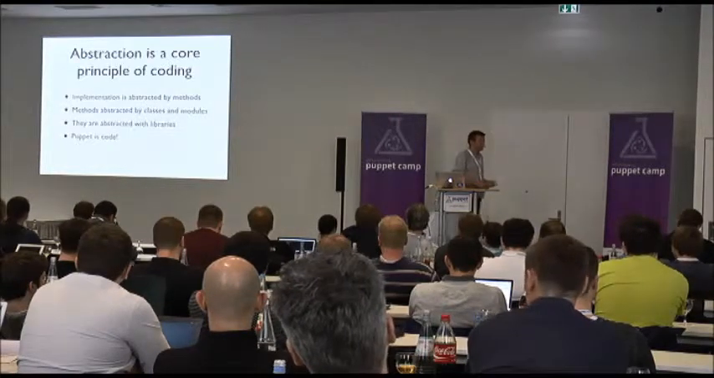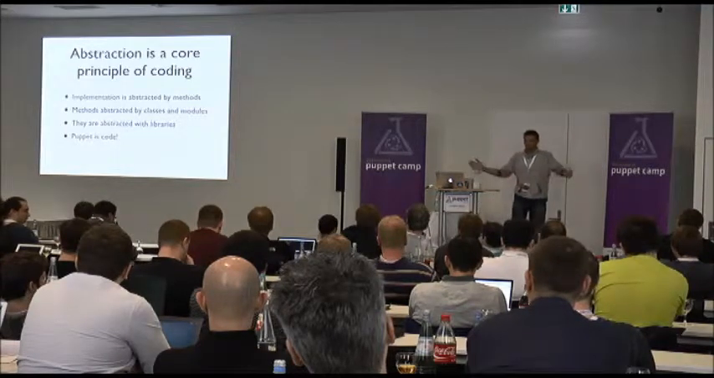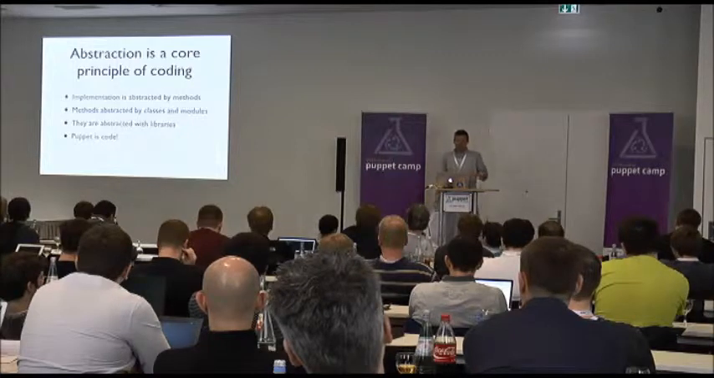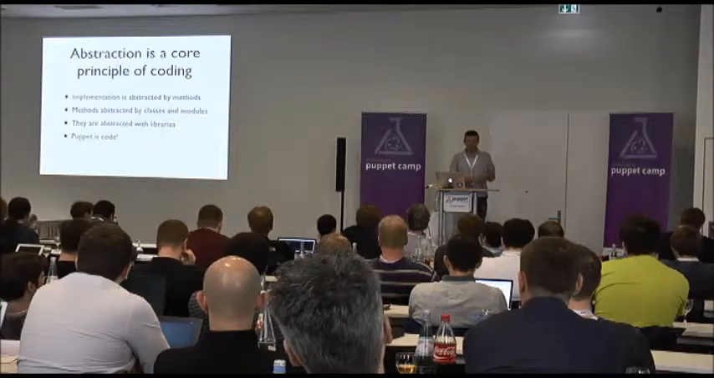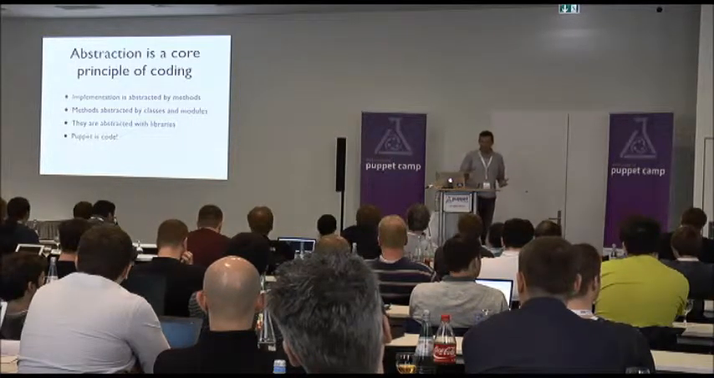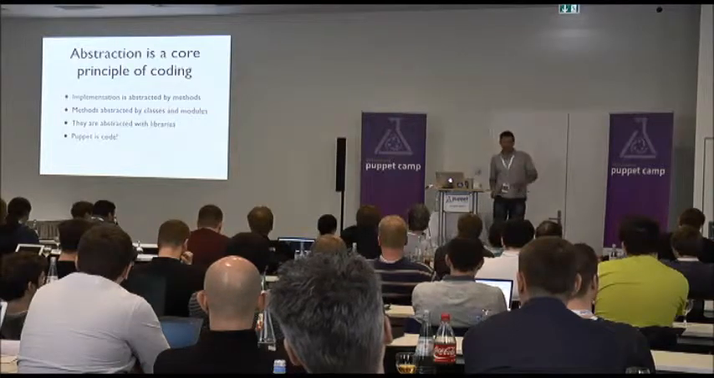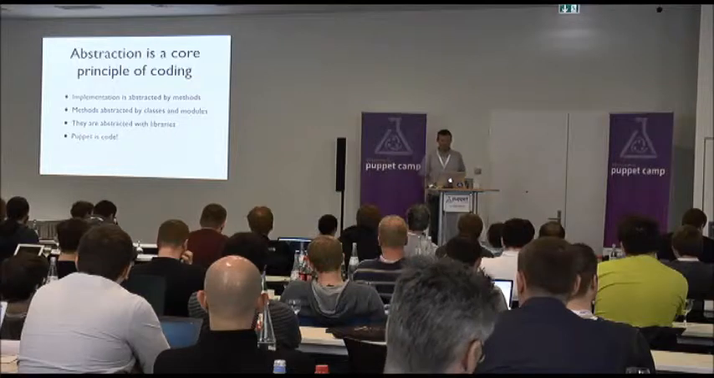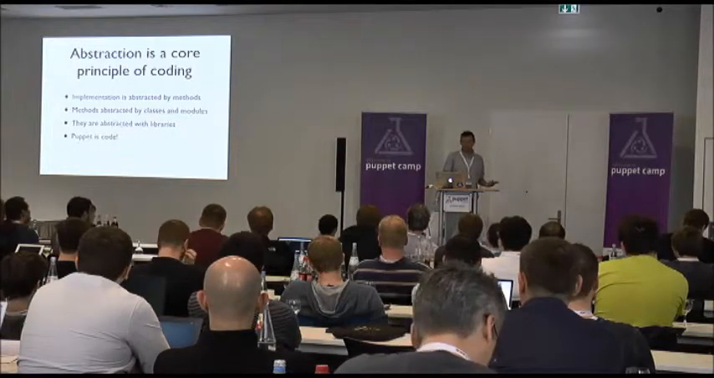So people have dealt with abstraction in coding forever. People don't implement stuff over and over again. People take the implementation of something and they wrap it in a method. And then those methods they put into classes and abstract them even further. And then they take all those classes and put them into libraries and share them. And Puppet's code, so why shouldn't it be doing the same thing?